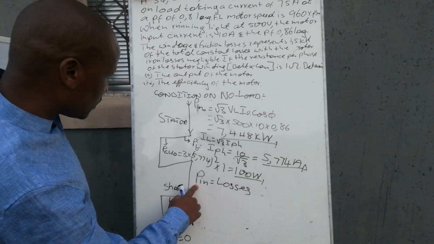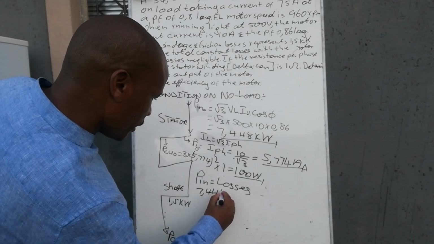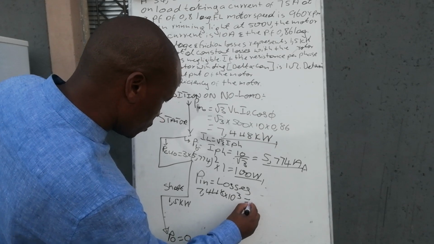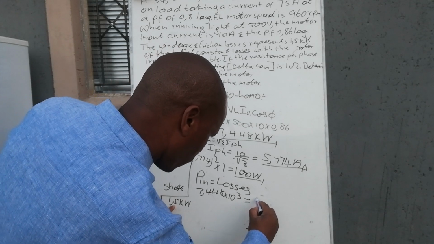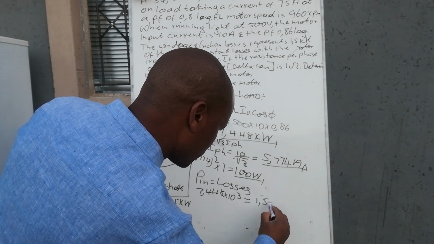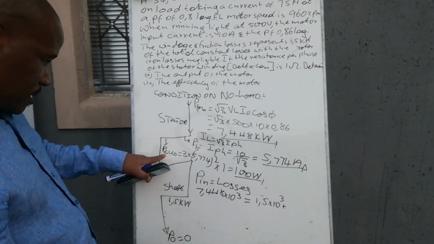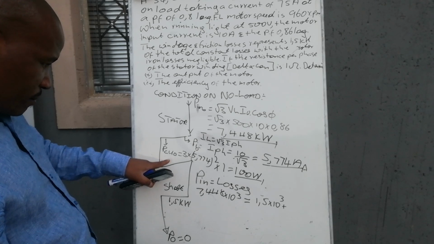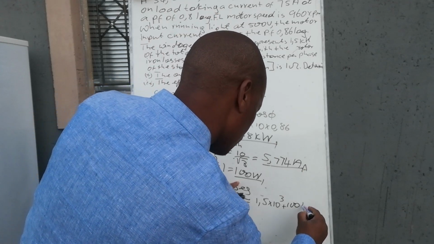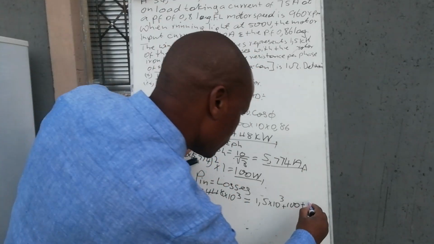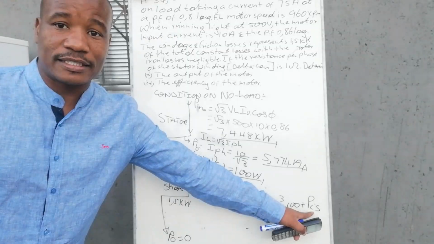Now this input is calculated as 7.448 multiplied by 10 to the power 3, which is equal to the losses. But what are the losses? The windage and friction losses of 1.5 multiplied by 10 to the power 3, plus 100 watts, plus the stator iron losses. Now we can find this.